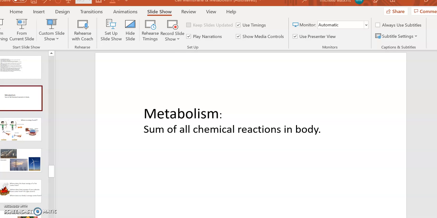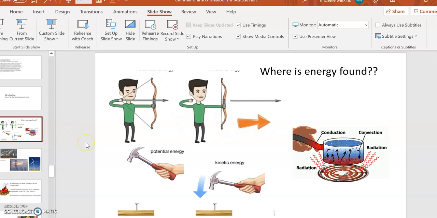Okay, this is a quick summary of metabolism. Very simple definition, all chemical reactions in the body. Quick reminder that energy is found in lots of places in lots of ways. Thermal energy is actually the motion of the smallest particles, the molecules or atoms of an object.